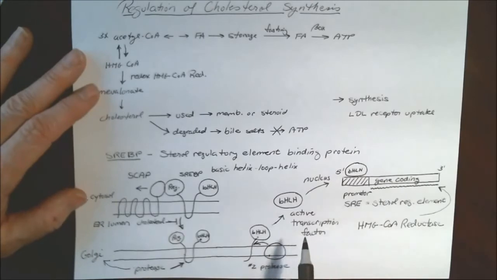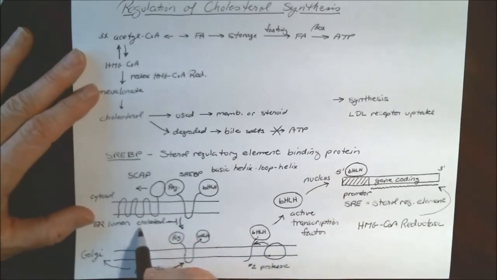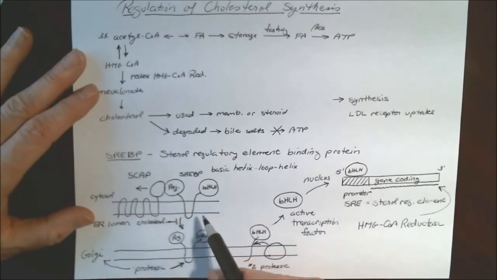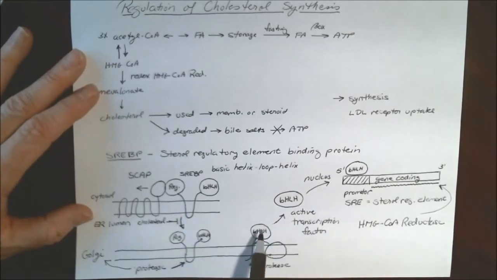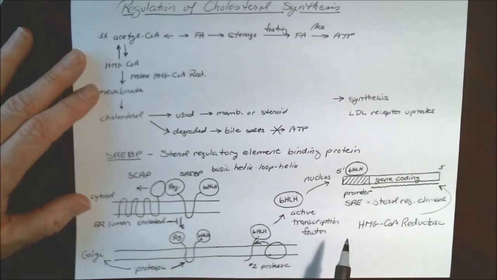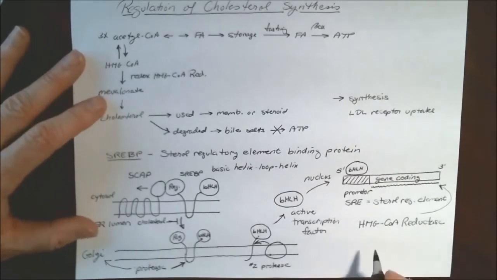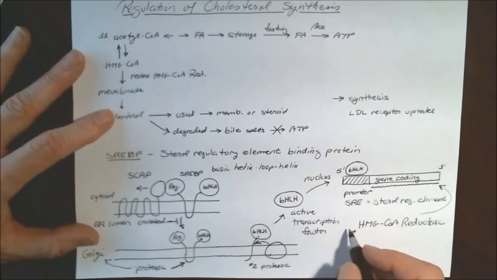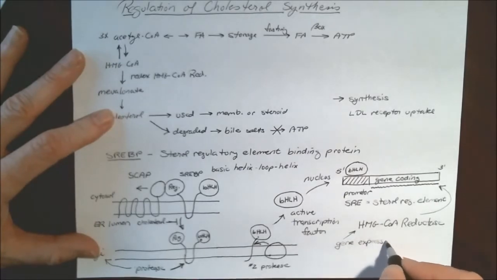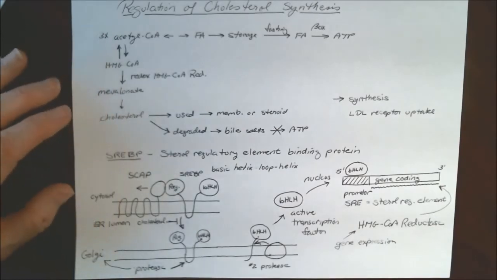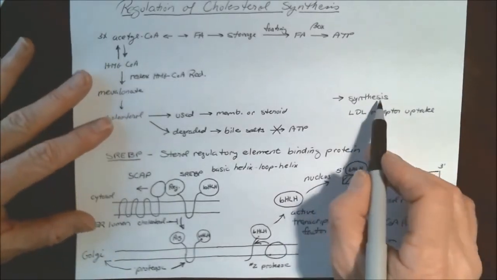Now, as that production level increases, the level of cholesterol increases, which will now inhibit the translocation of the SREBP complex from the ER to the Golgi, and by inhibiting that, the proteolytic activity is unavailable, the transcription factor is not produced, the gene for HMG-CoA reductase is no longer expressed. So the control and regulation of cholesterol synthesis is basically the control of HMG-CoA reductase gene expression. Now, that's the regulation of synthesis.